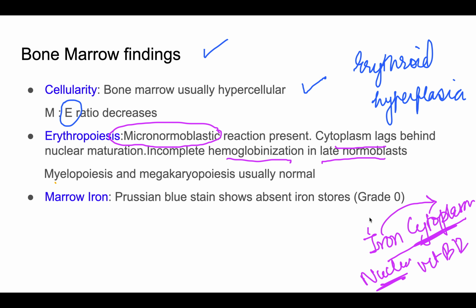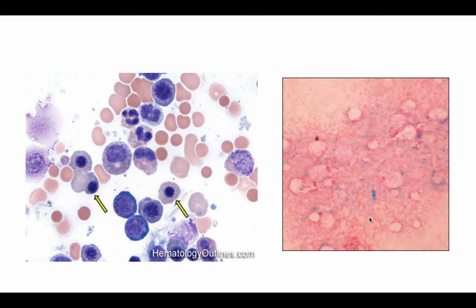Going firstly to the myelopoiesis, that is WBCs, normal. Megakaryopoiesis, normal. If you do iron stain, that is the Perls' Prussian blue stain, this is the iron stain, it will show absent iron stores in case of iron deficiency anemia. So if you see over here, these are the micronormoblasts. Okay, so which type of maturation is there?